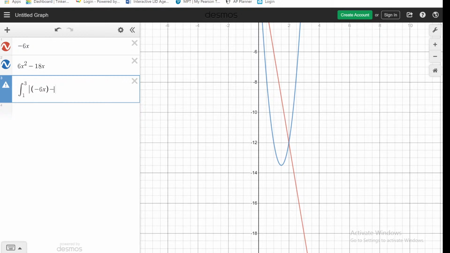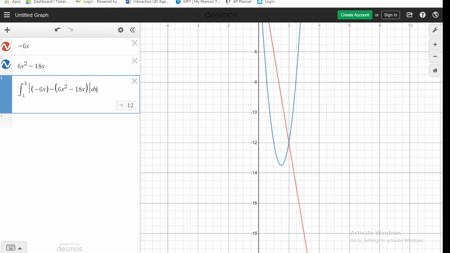So if I do that, like so, close absolute value dx. Oh gosh, what just happened? There we go. Then you get 12, and that's the right answer, which is the same answer you get if you plug in that initial full integral I did.